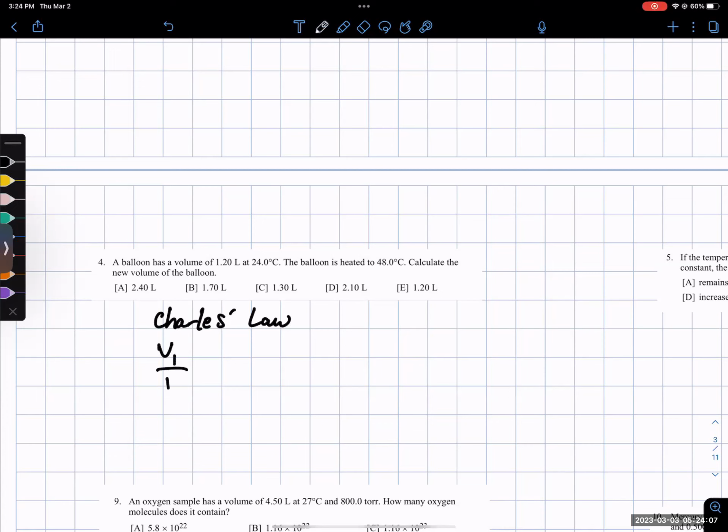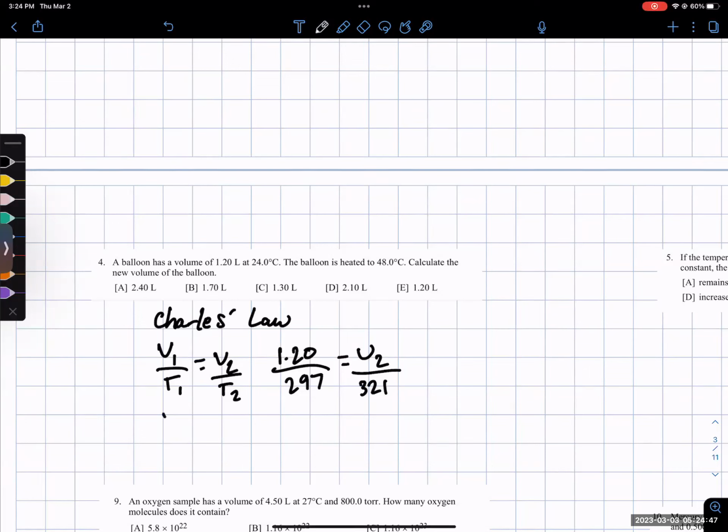So V1 over T1 equals V2 over T2. What's our V1 again? Yeah, 1.20. What's our T1? 24.0 plus 273, which is 297. Equals V2 over, what's our T2? Just add 24 to 297, 321.